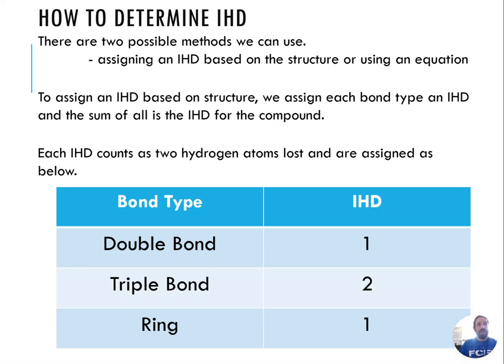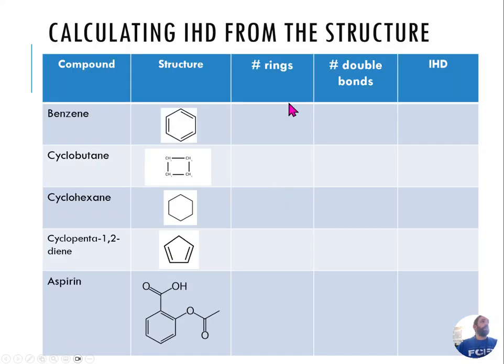So a double bond has an IHD of 1. Because remember, if you add a double bond, each carbon atom can bond to 1 less hydrogen. All right, so for triple bonds, the IHD is 2, and for any ring structure, the IHD is 1. All right, so if we look at these different structures, in order to determine the IHD, we just have to count the number of rings and or double or triple bonds.